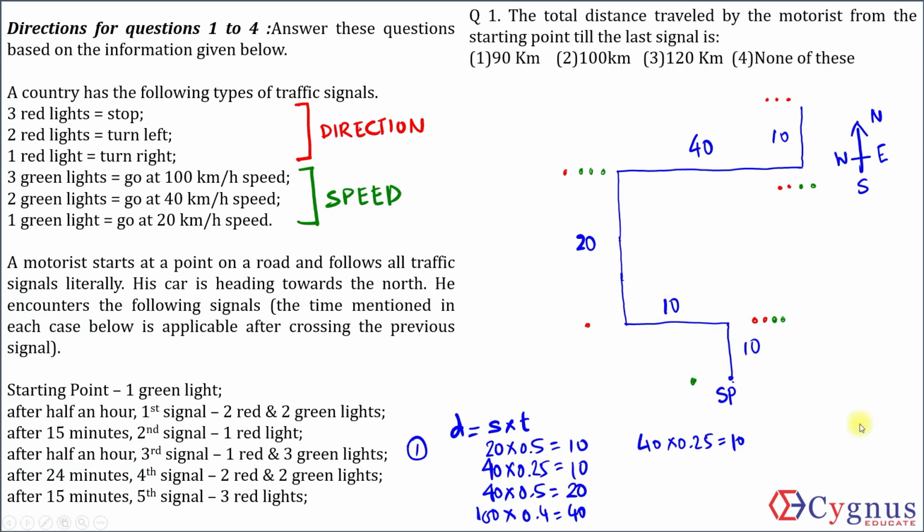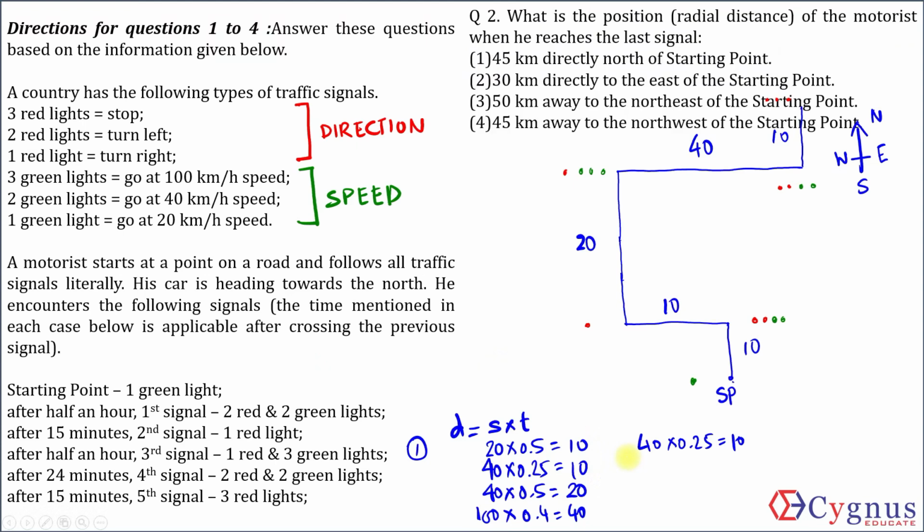The first question says, the total distance traveled by motorist from the starting point till the last signal. Total distance means I just need to add all the distances. I know he traveled 10 kilometers here, then 10 kilometers, and then another 20 kilometers, then 40 kilometers, and finally another 10 kilometers. That's 90 kilometers. That's the correct answer. Let's go to the next question.